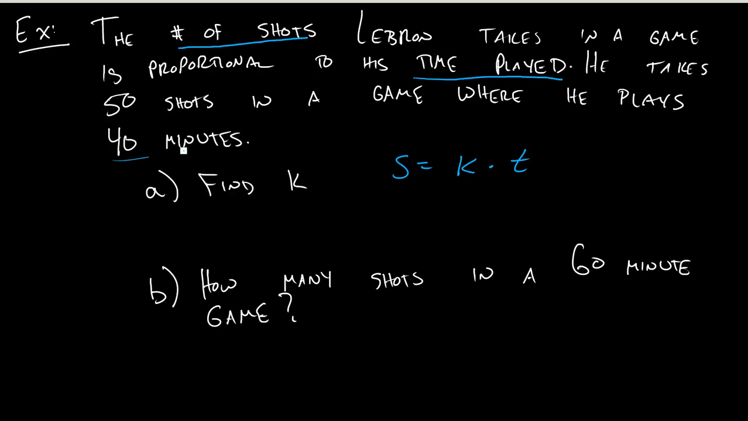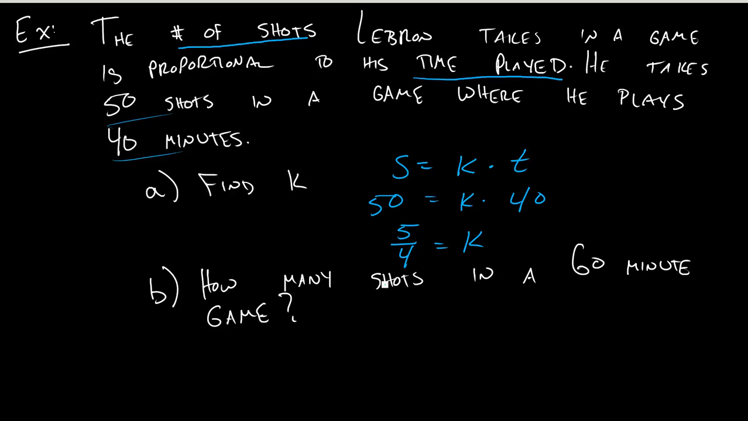Well, look at these things that they give us here. Takes 50 shots in 40 minutes. That's like an input-output pair, kind of, right? So it tells us we can plug in 50 for S. We can plug in 40 for t, and we should get 50 out for S. So to solve for k, we would just divide each side by 40, and we would get 5 over 4 after simplifying equals k. And that's something you could do in your calculator if you wanted to.